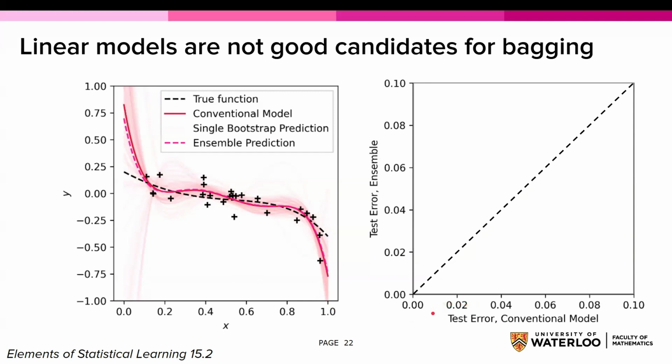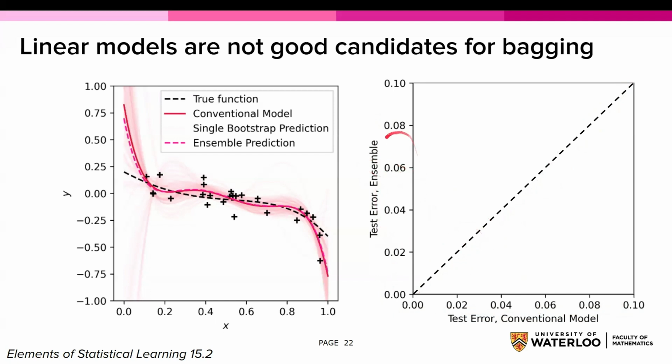Yeah, so in this case, in the next slide, I'm going to show a scatter plot. The x-axis here is the test error on the conventional model, and the y-axis is the test error on the ensemble model. The dotted line depicts where points would fall if these two strategies produced identical errors.